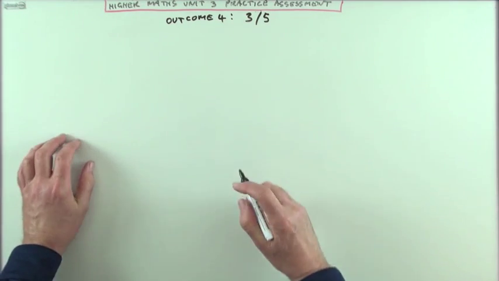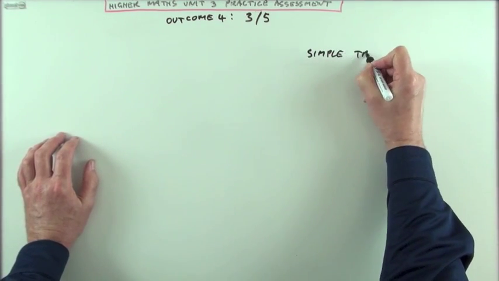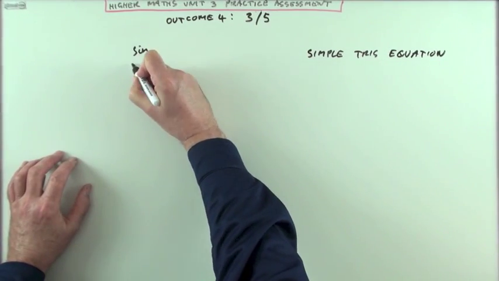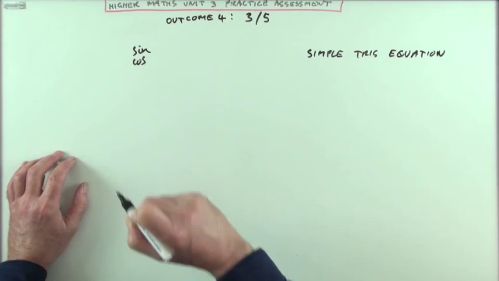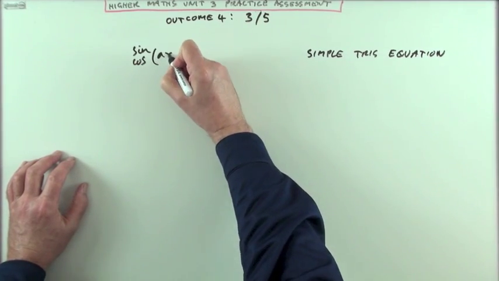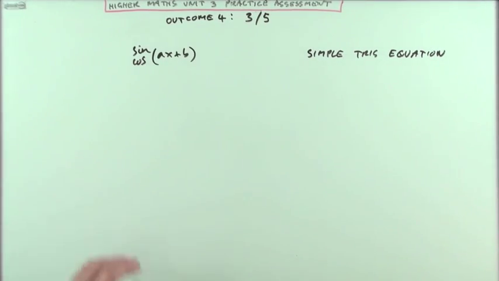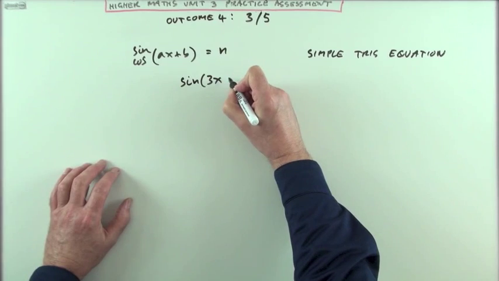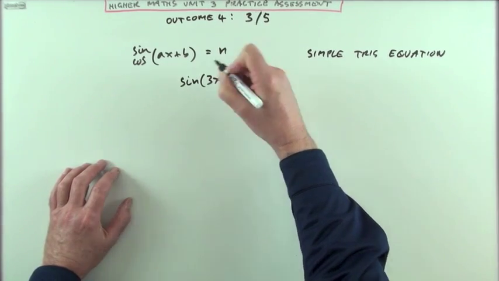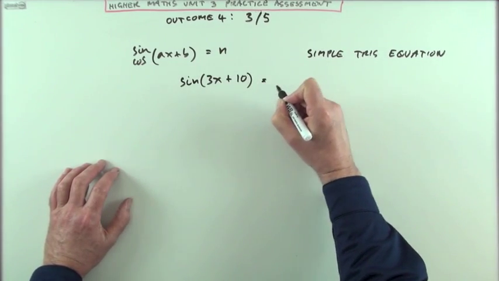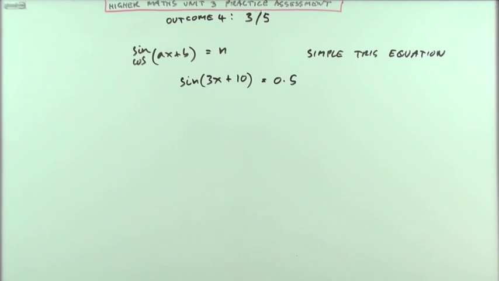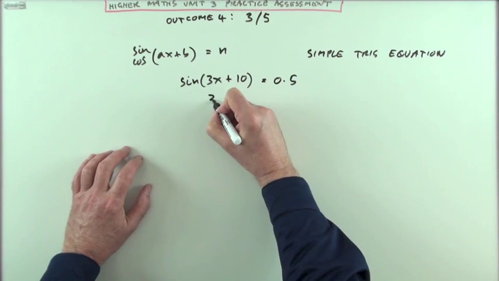The basic trig equation, that is, a simple trig equation, is an equation in the form of either sine, cos, or tan of some form of the angle equal to some number. So if I had sine (3x + 10) equals 0.5, then the way that would be solved was simply by doing the inverse.